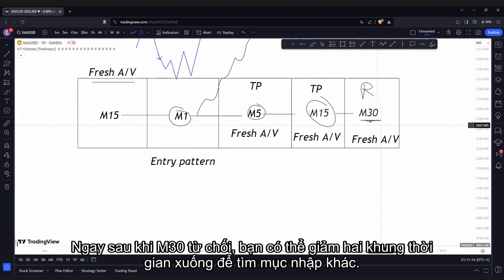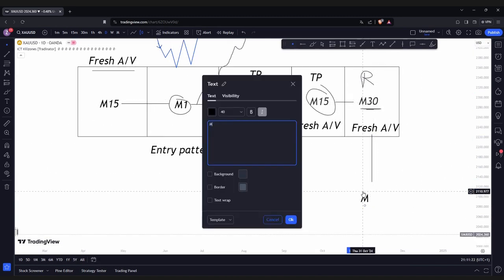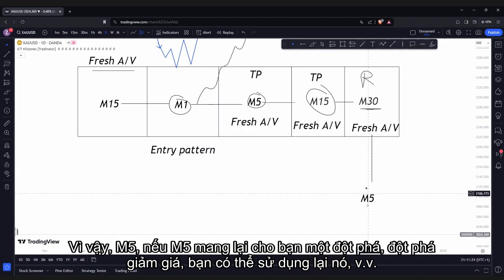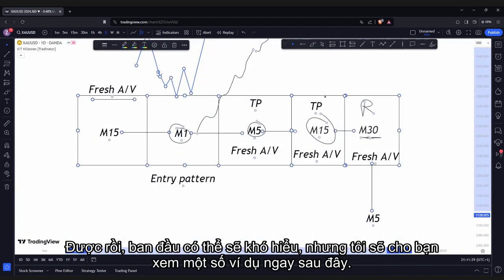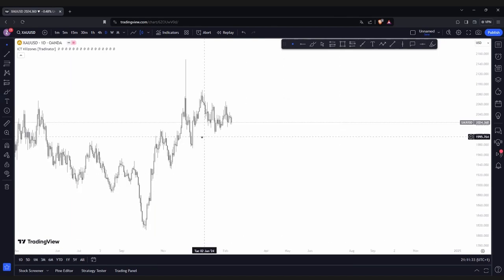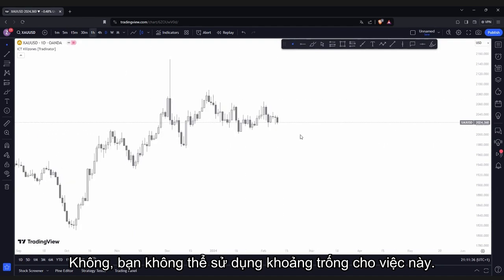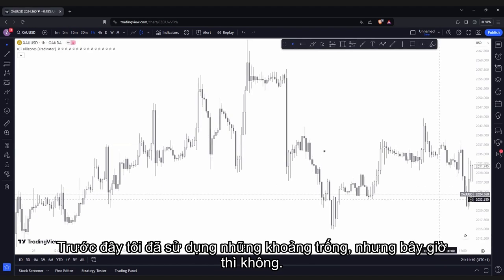Instantly after M30 rejects, you can drop 2 time frames lower looking for another entry. So 2 time frames lower than M30 is going to be at M5. So M5, if M5 gives you a breakout, bearish breakout, you can use that again, and so on and so forth. Okay, so it might be confusing at first, but I'm going to show you some examples right here. No, you cannot use gaps for this. Okay, I was using gaps in the past, but now I don't.